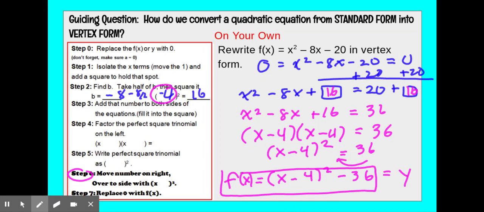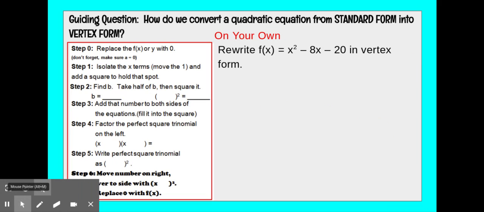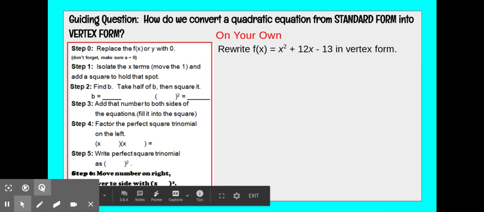Now, like I said again, what's our vertex? You take out the 4, it becomes the opposite, so it would be positive 4, and the negative 36 stays the same sign. All right, so pause the video, make sure you get this down. And we're going to try the last one together while you do some on Delta Math after this.